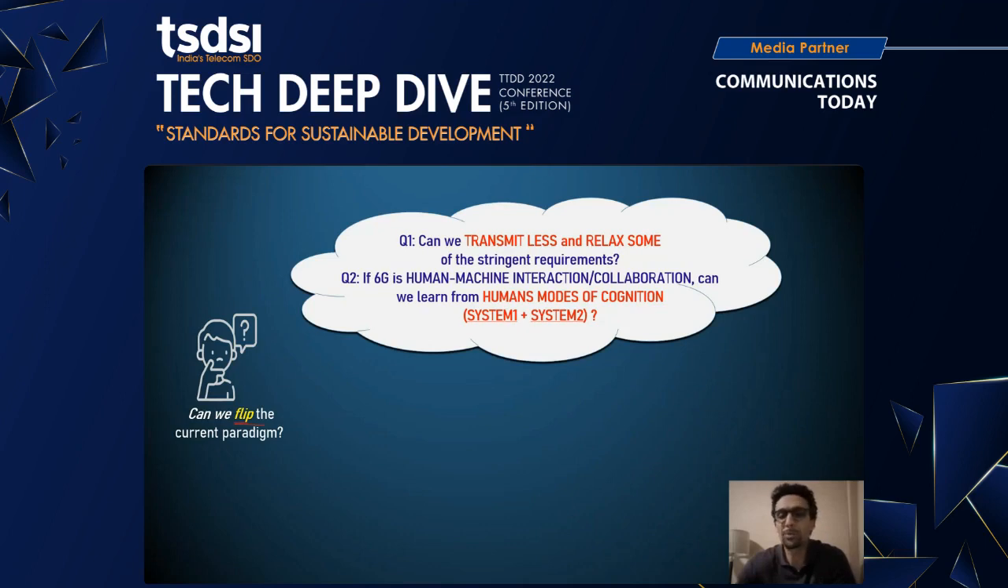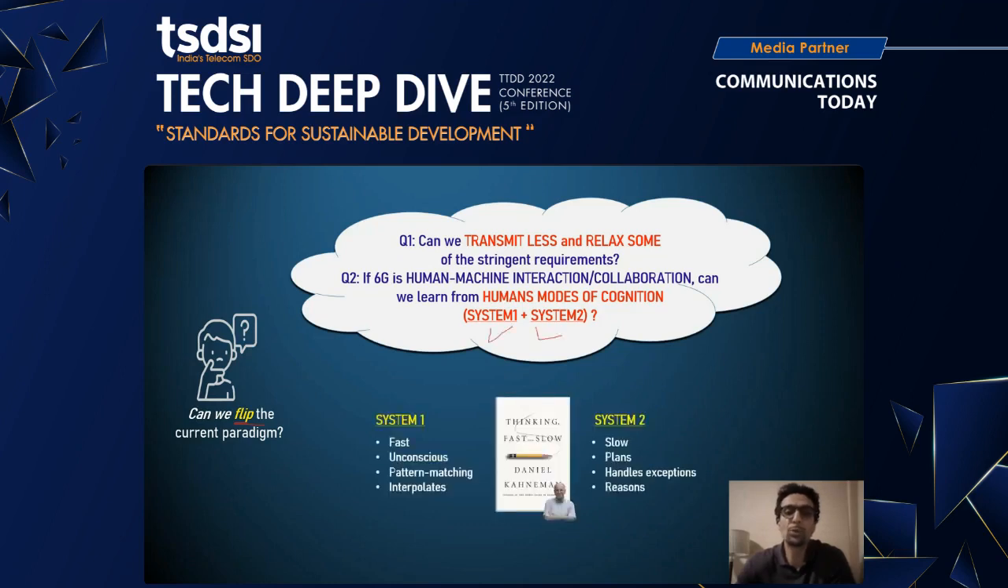So here we talk about posing two questions. The first one is, can we transmit less and relax more, and relax some of the stringent requirements of some of these applications? If 6G is really about human-machine cooperation, then we really need to look nowhere else but in humans' modes of cognition, referred to as System 1 and System 2. These come from the famous book Thinking, Fast and Slow by Daniel Kahneman. System 1 is basically the one that we use today in AI, namely it is just really learning statistics from patterns. It just interpolates and curve fits.